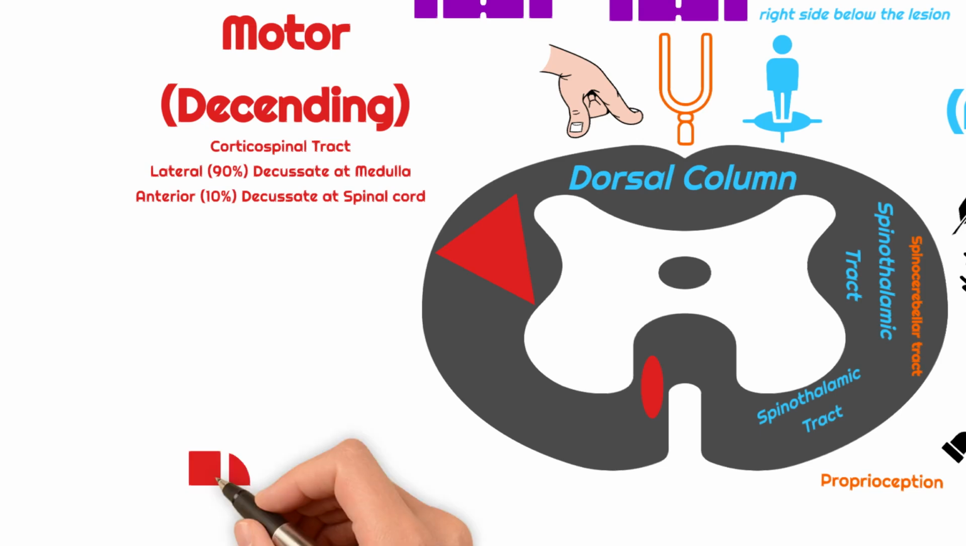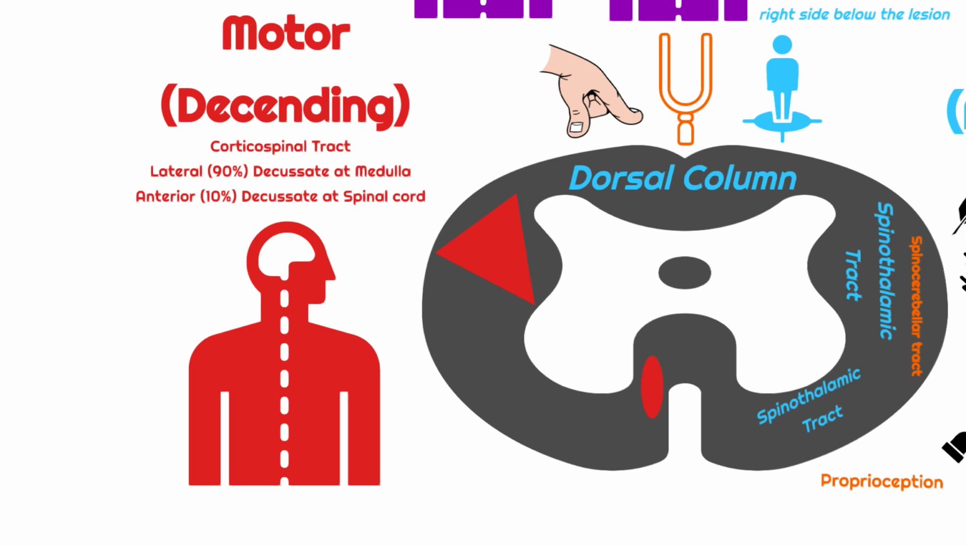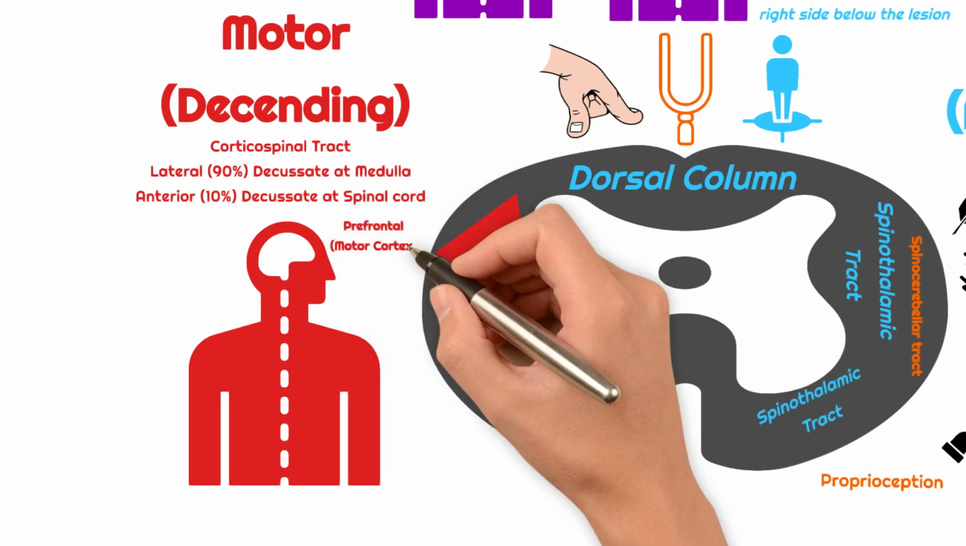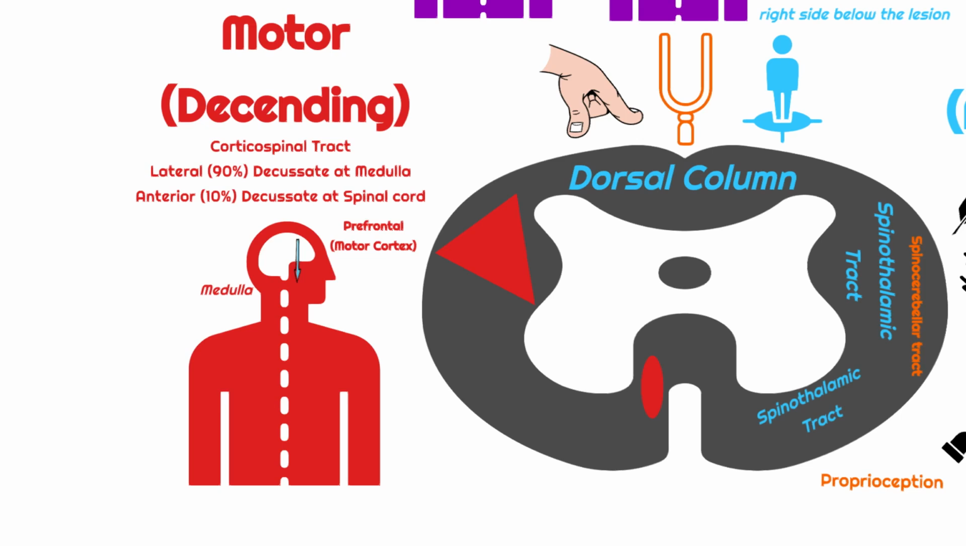Now, if we follow how the signal is transmitted, let's follow the lateral corticospinal tract, which makes up the majority of the voluntary motor tract, as it goes down from the brain to the muscle. It all starts with initiation of a motor impulse at the prefrontal cortex in the brain. It goes down to the medulla, where it decussates at the pyramids and goes down the contralateral side of the spinal cord. So the left side of the brain controls the movements on the right side of the body.